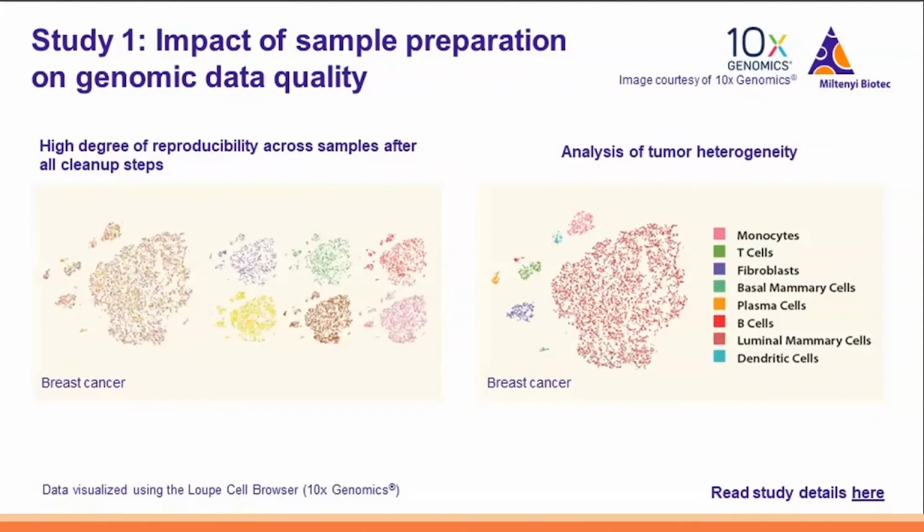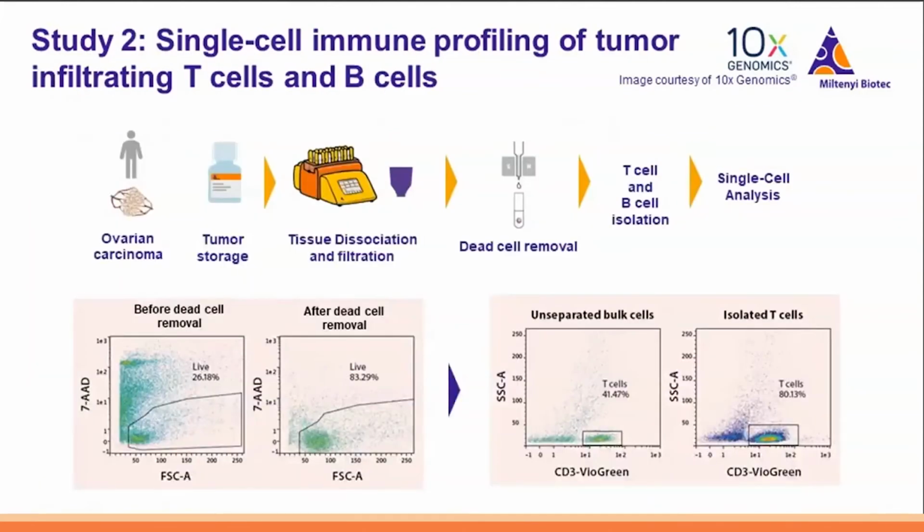In our second study, we aimed to perform a single-cell immune profiling of tumor-infiltrating T cells and B cells. In this case, we used human ovarian carcinoma samples that we stored overnight using our MACS Tissue Storage Solution, and afterwards we dissociated and filtered. And because we stored the cells, we cryopreserved the cells, we also had to apply the dead cell removal.